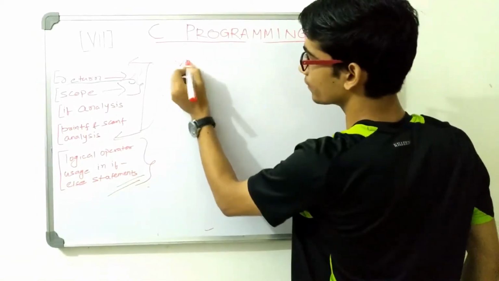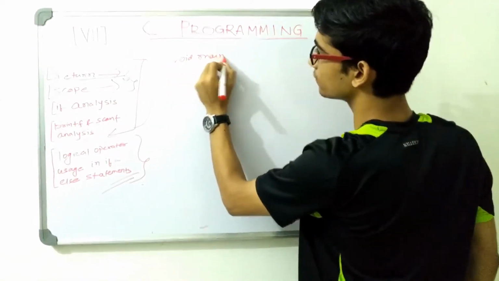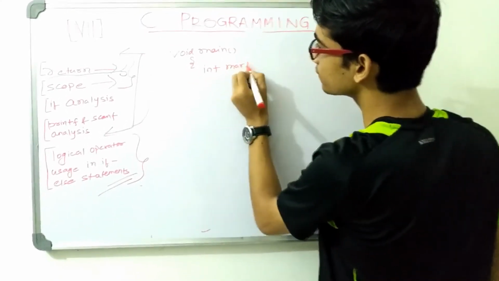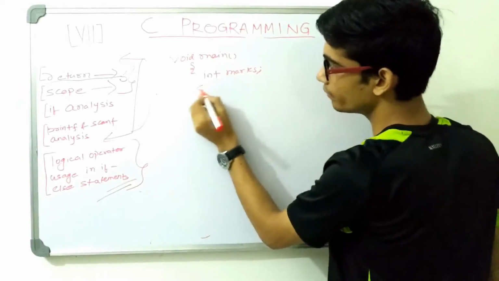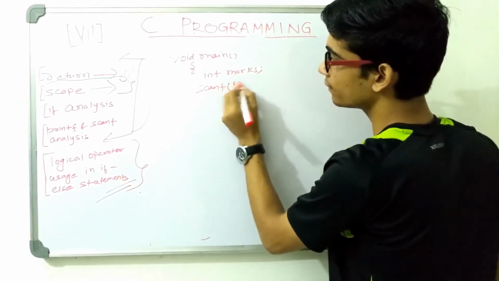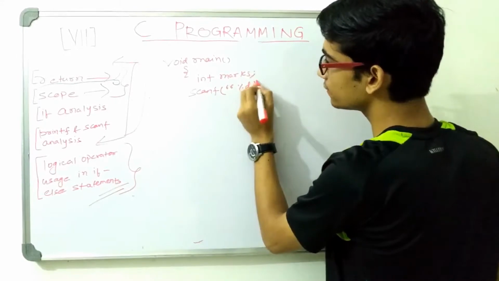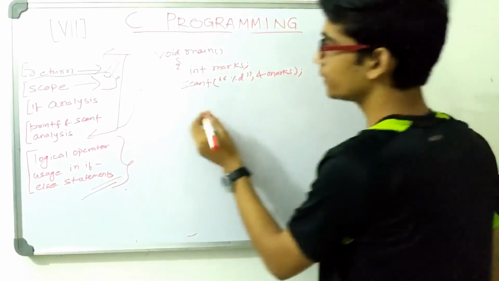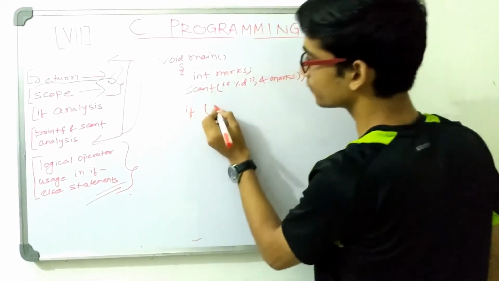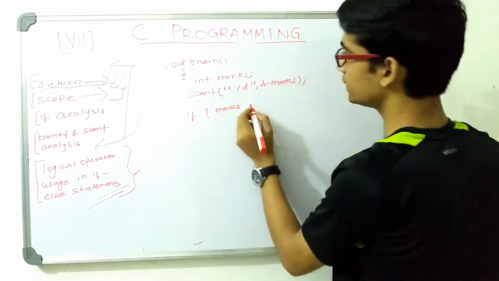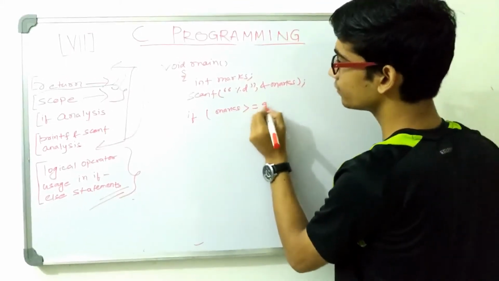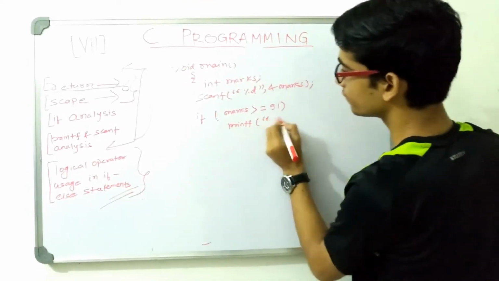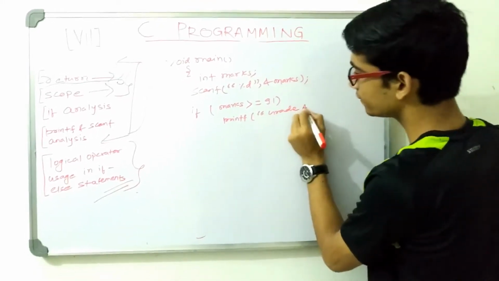So we will write program void main, and then we'll take variable int marks. Okay, then what we will do? We will scanf %d comma &marks. Okay, now what was the breakup? If marks is greater than equal to 91, printf grade A.